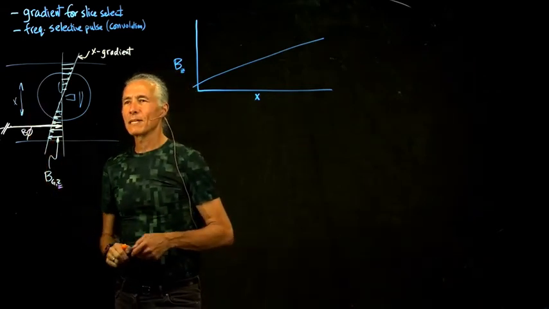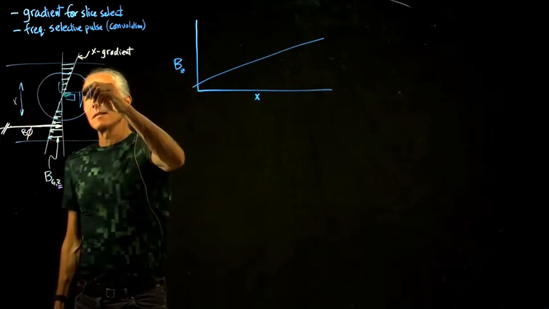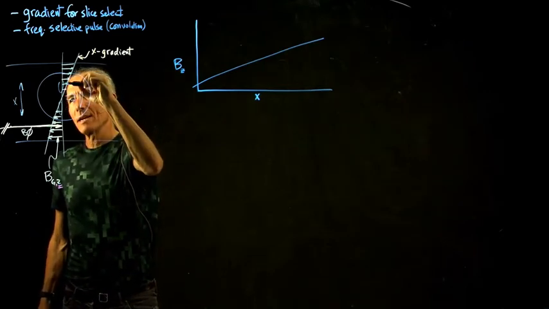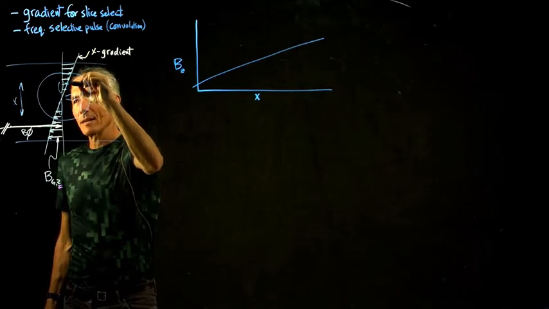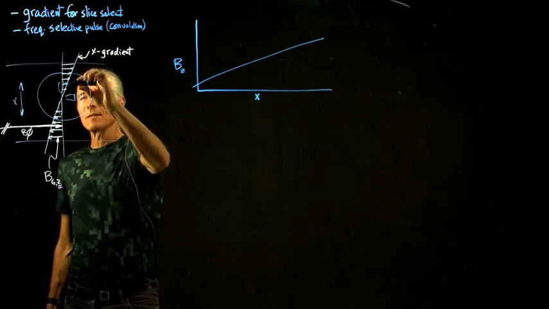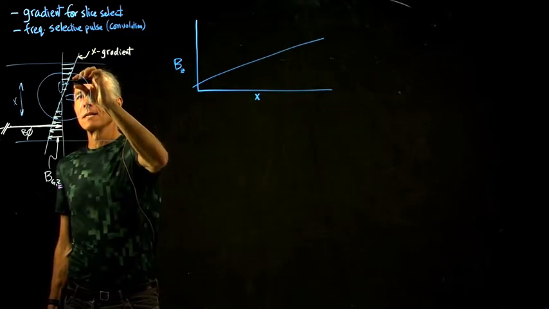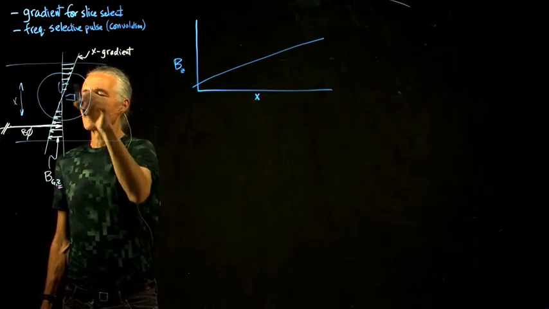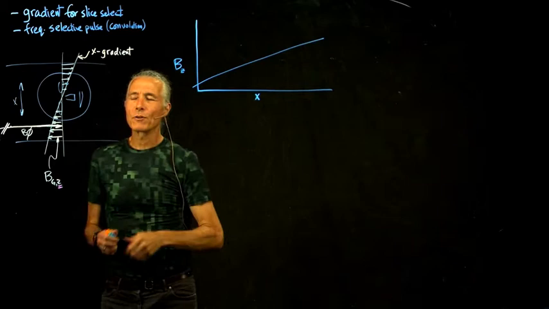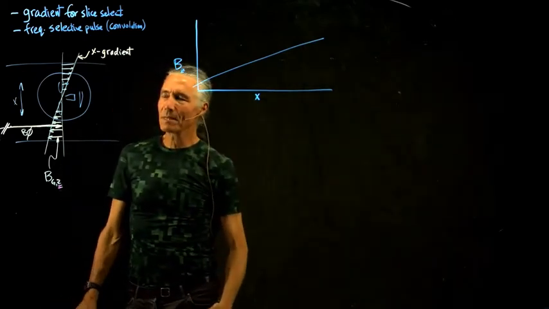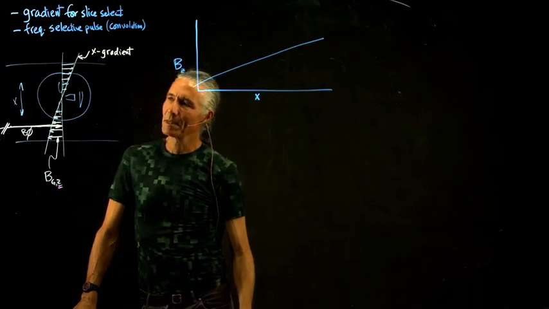Because if you consider a given amount of gradient, if it's an x gradient, it means that at that x point, the resonant frequency will all be the same. That will be true going in this direction. What you're going to do is select a slice that's perpendicular to the gradient direction.